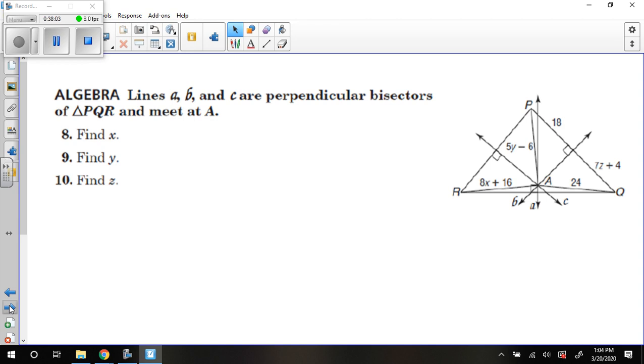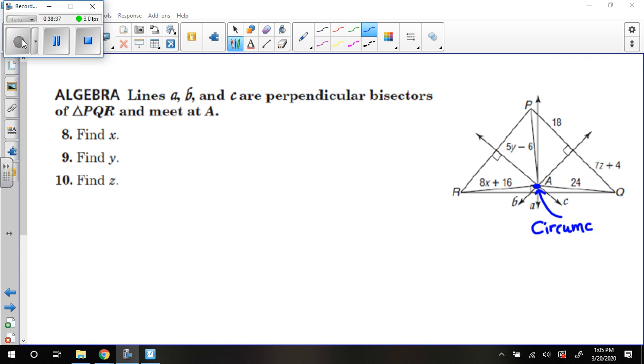Okay, next. We are told that lines A, B, and C are perpendicular bisectors of the triangle, and they meet at point A here. Now we'll talk more about what point A is tomorrow, but just to introduce it to you, when perpendicular bisectors all meet up, it's called the circumcenter. Like I said, we'll talk more about that tomorrow.